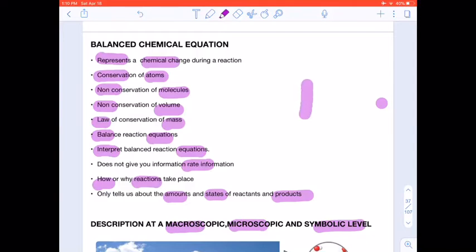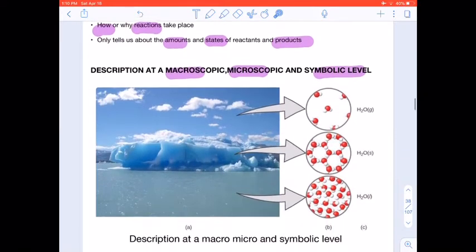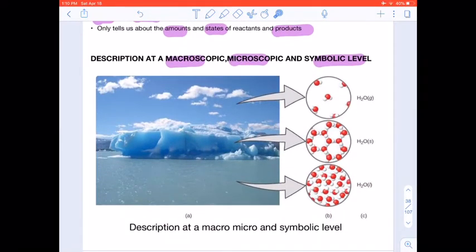Let's look at this. Right, if you can see here, we've got water, we've got snow, and then we've got water vapor. Now, at a macroscopic level, you've got a liquid, you've got a solid, which is your snow, and then you have your water vapor in the air. So that's what you see, right? Now we need to interpret what we see.